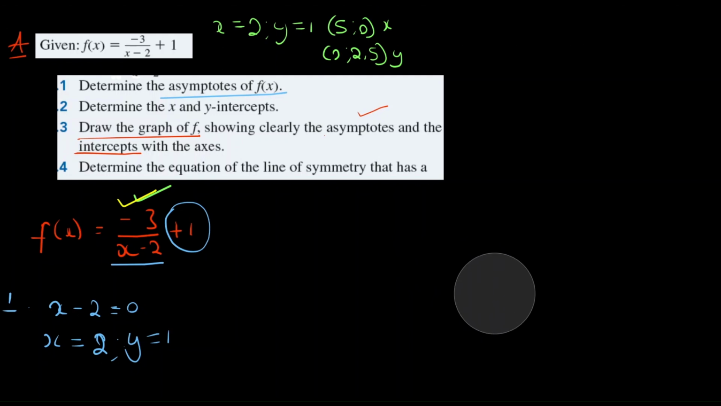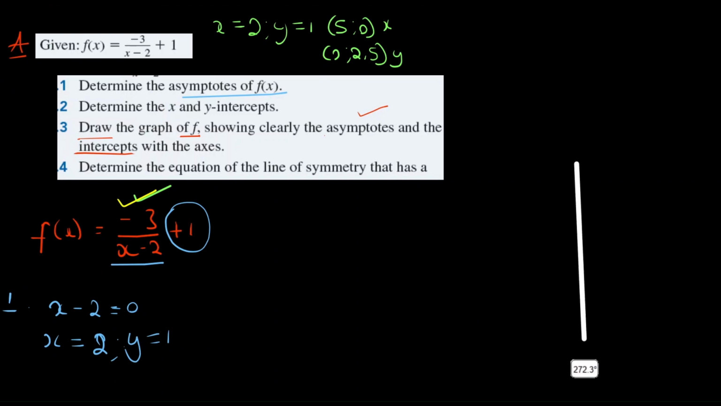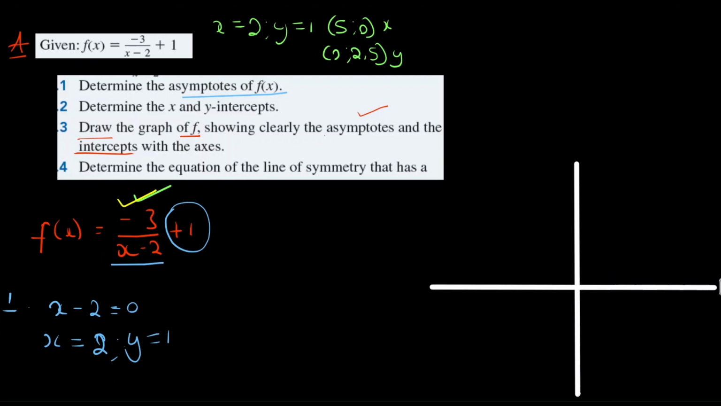So we have to sketch this graph. To sketch, we know that we need our vertical axis, which is the y-axis, and we need our horizontal axis, which is the x-axis, and we'll be using these as reference. So you know that this is our y-axis, and that's our x-axis. And we can start by sketching our asymptotes, which are x is equal to 2 and y is equal to 1.